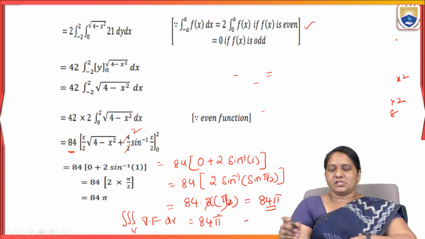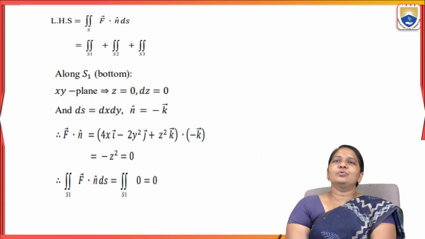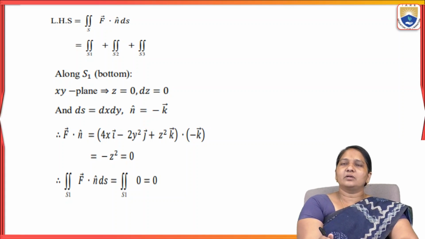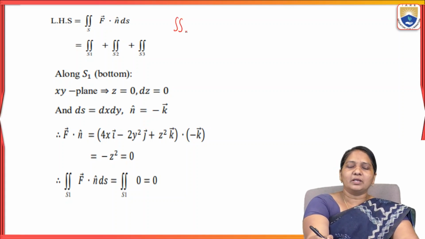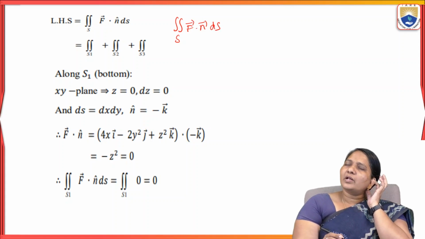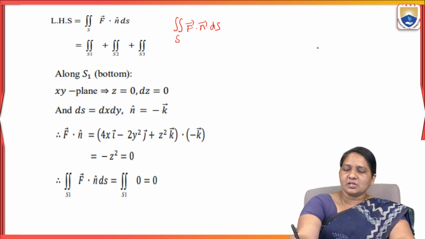This is the RHS part. Next we need to do the LHS part. What is that? We have to calculate the double integral over S of F bar dot n bar ds. Here, what are the surfaces for the cylinder? Based on that, we can take. So this is the cylinder.